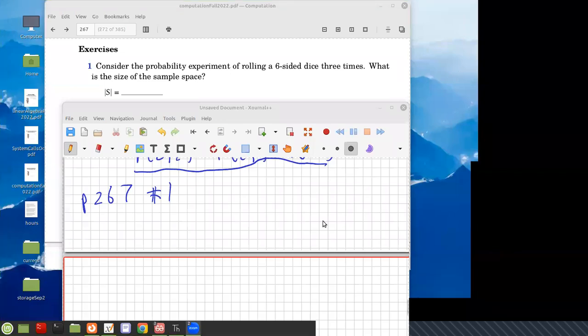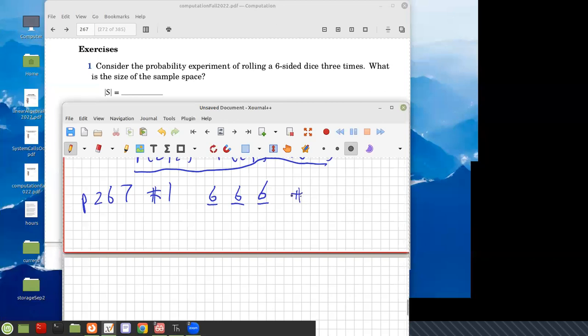Okay, so let's consider what the outcomes have to be for this experiment of rolling a six-sided dice 3 times. Well, there could be any of 6 outcomes on the first roll. Think of it as rolling 1 dice 3 times. Any of 6 outcomes on the second roll, and any of 6 outcomes on the third roll. Now, the outcomes of 1 dice don't affect the outcomes of the next dice that's rolled, so they're independent.